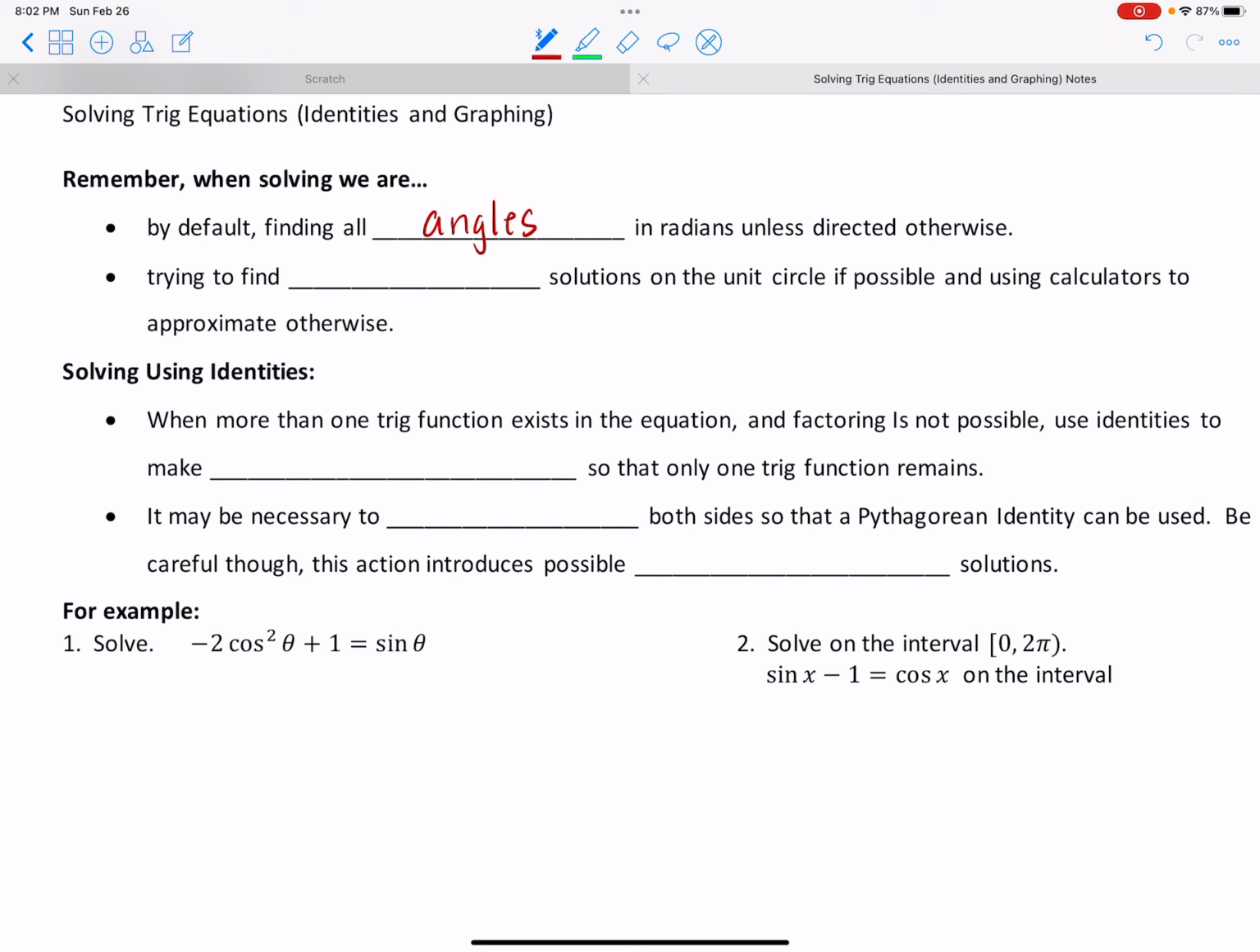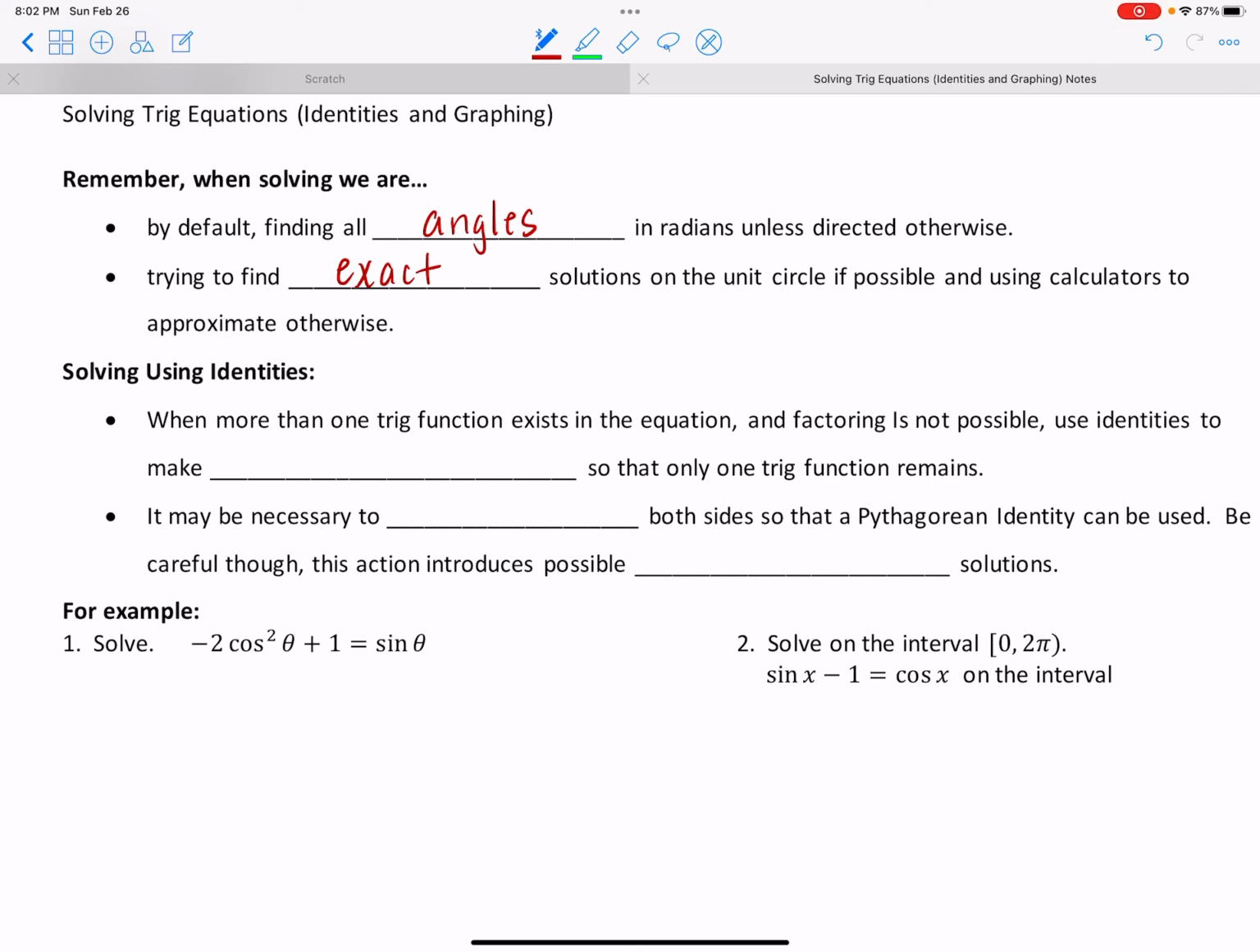And then also remember that it's preferred to give exact solutions. So if we can get our solutions off the unit circle and put them in exact form, that's going to be preferred, but sometimes it isn't possible. If it's not possible, then we'll use a calculator to approximate. And we could also use the calculator to verify the exact solutions.